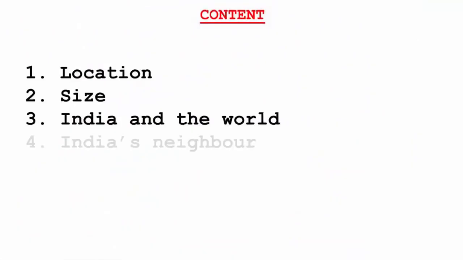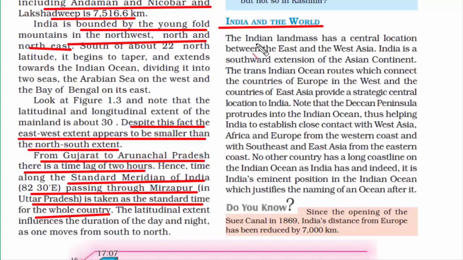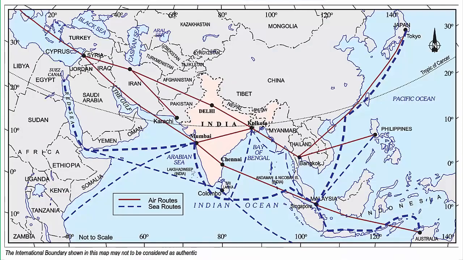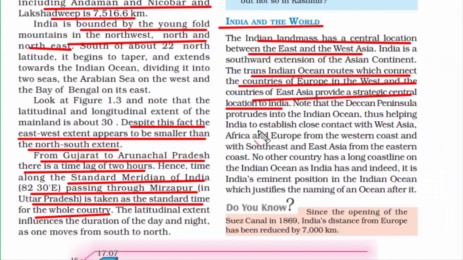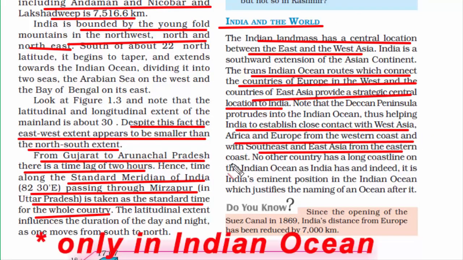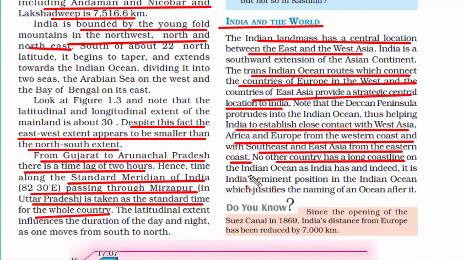And the third topic is India and the world. So always remember, India is part of South Asia, not Southeast Asia. Our location is very strategic. All the ships that come from Europe, when they have to travel to East Asia, they pass through Indian Ocean. And it helps us in establishing close contact with West Asia, Africa and Europe. Again, no other country has a long coastline, so this is a very strategic position for us in terms of a geographical location in the world. So always remember this point because it will fetch you good marks in the exam.